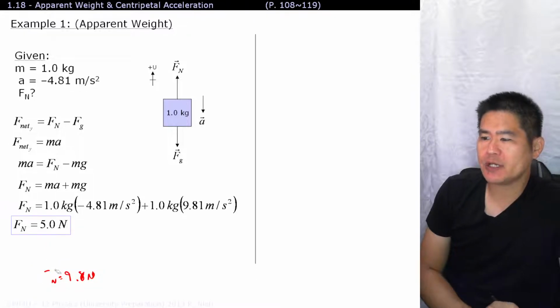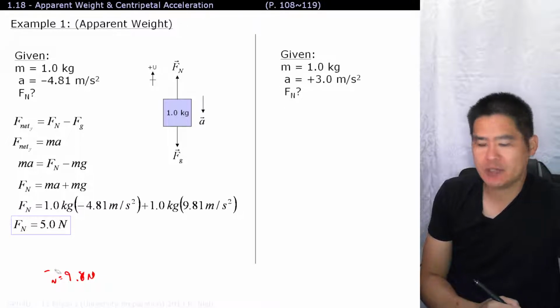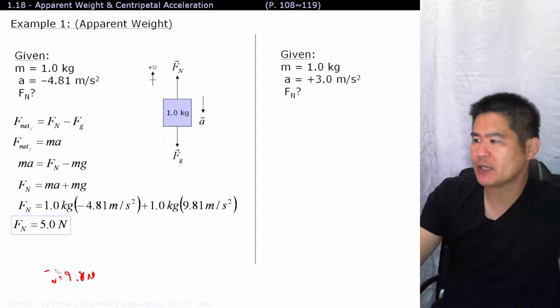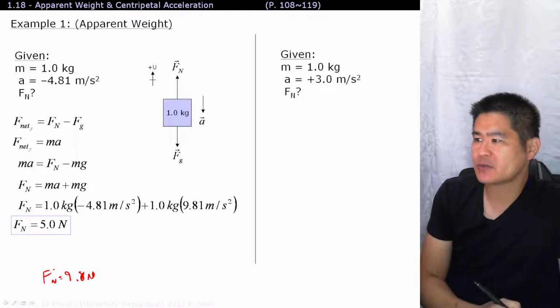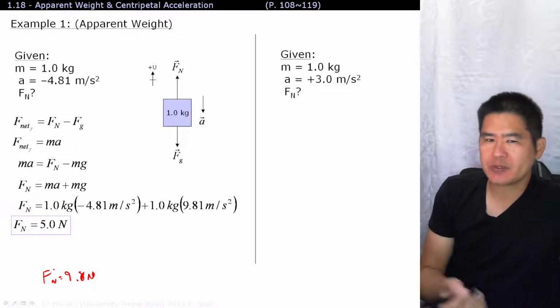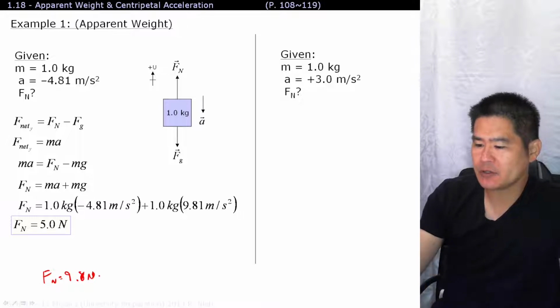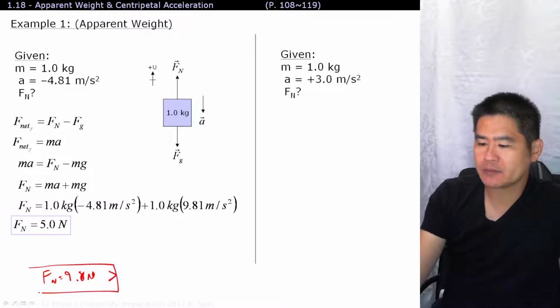Okay, what about the other case? Let's say that we're at the bottom of the CN Tower and begin to accelerate upwards. And we'll just use this value over here. Okay, acceleration is at positive 3.0 meters per second squared. From experience, you might notice that you suddenly feel a little bit heavier, so your final answer should be greater than 9.81.